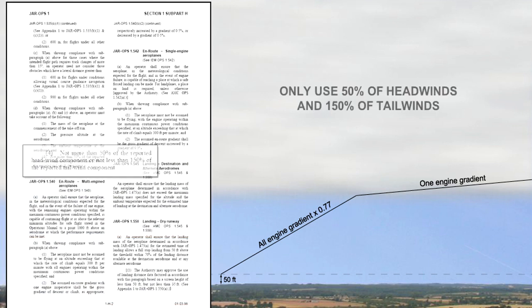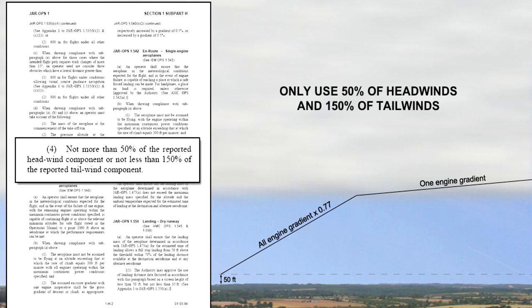Finally, the regulations require that not more than 50% of the reported headwind component, or not less than 150% of the reported tailwind component, is to be used. The best way to gain an effective understanding of these compliance rules is to work through several examples.